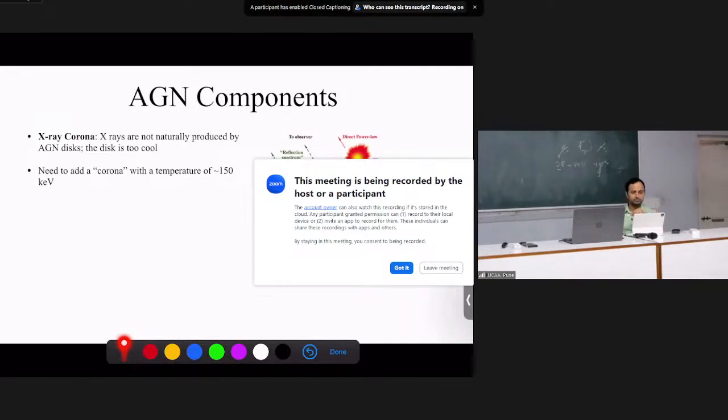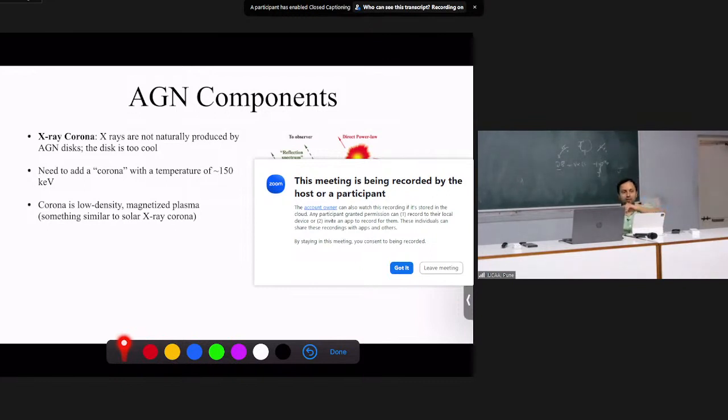Now, what is this corona? Basically, this corona is a low density magnetized plasma. This is typically what we see in the solar X-ray corona. You might have heard the word coronagraph. During a solar eclipse, we used to see the solar corona, the outer layer of the sun. It is a low density magnetized plasma, and its temperature is very high.